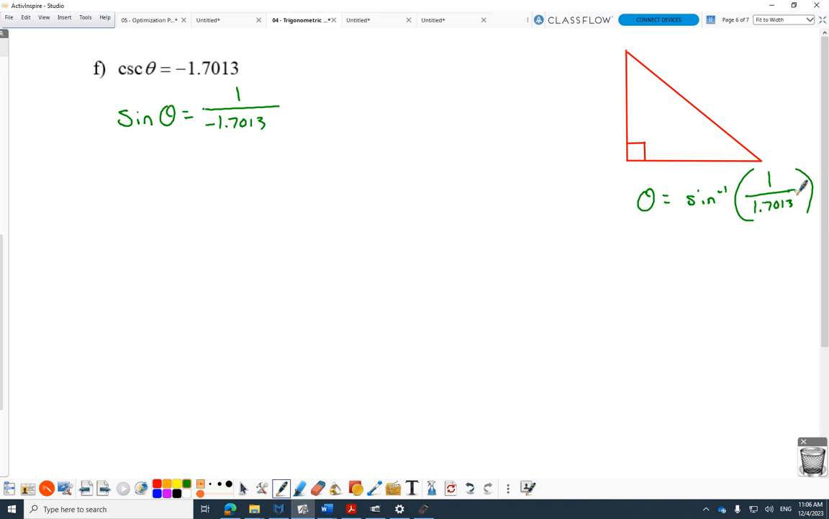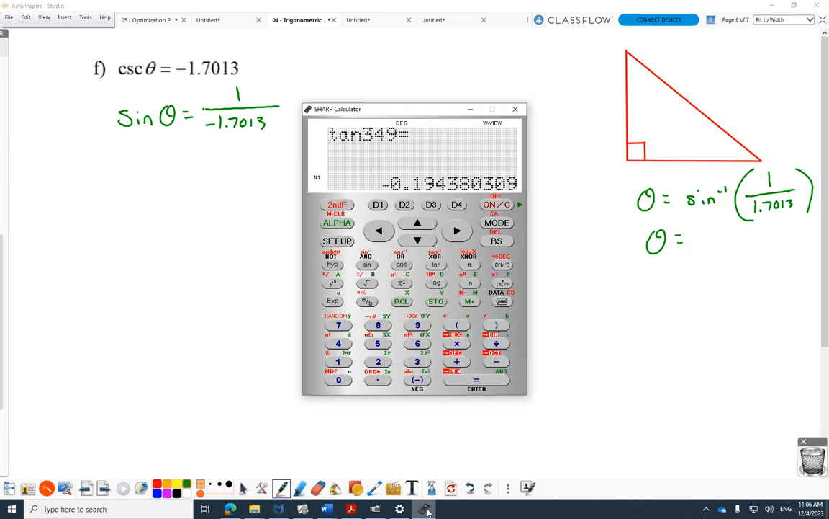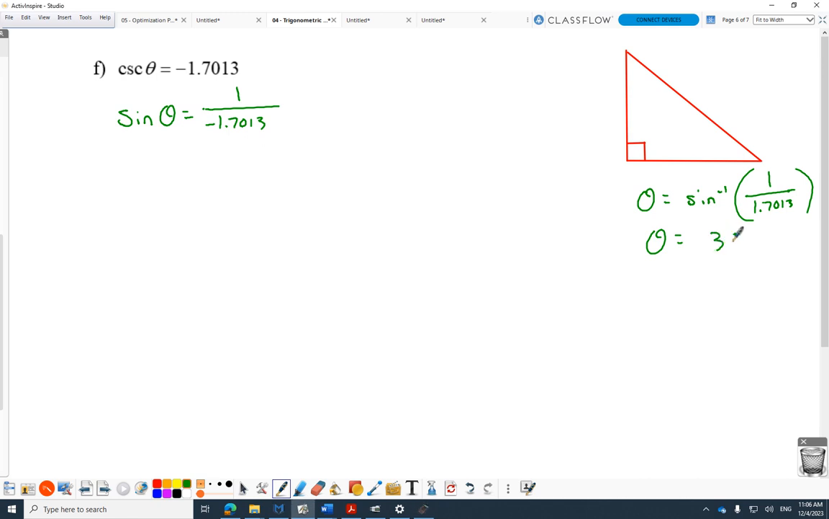Sine inverse of 1.7013. Because you notice your calculator doesn't have a cosecant button. You've got to switch to sine to be able to get your calculator to handle this. So I'm doing sine inverse bracket 1 divided by 1.7013. Do you get 36 degrees? To the nearest degree.